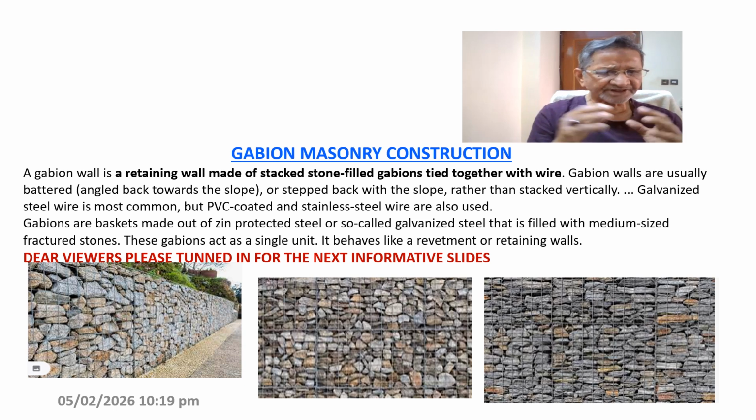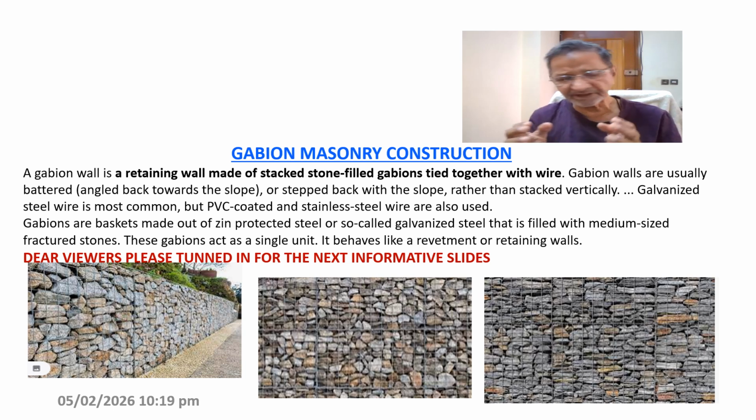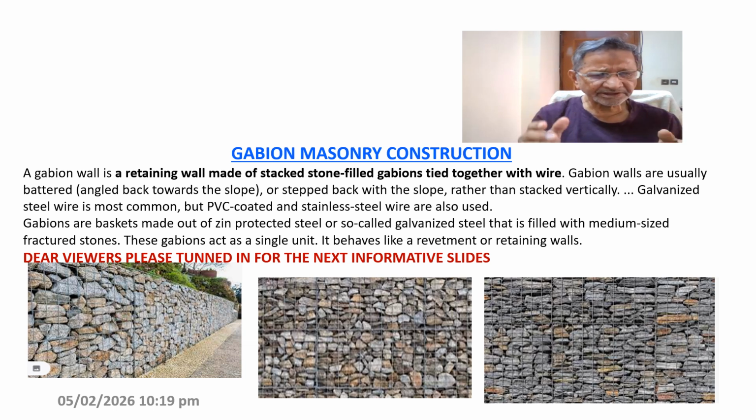Stainless steel wires are also used. These Gabion masonry are filled with medium-sized fractured stones, not the bigger stones. These are fractured stones and are smaller or medium-sized stones.